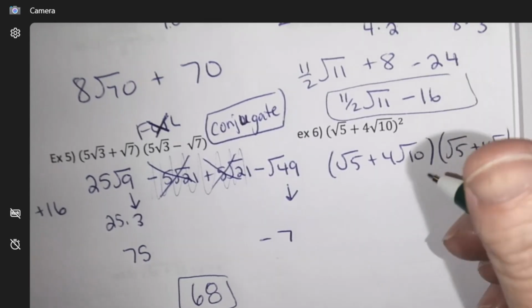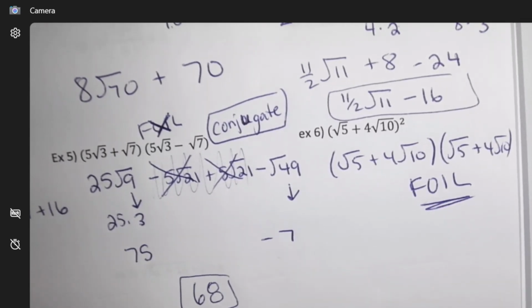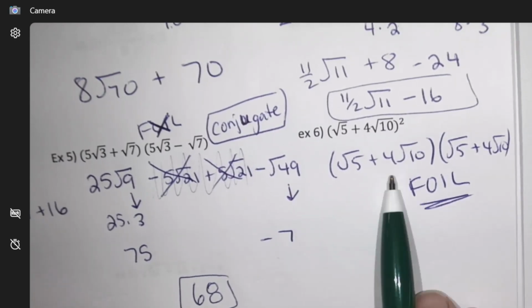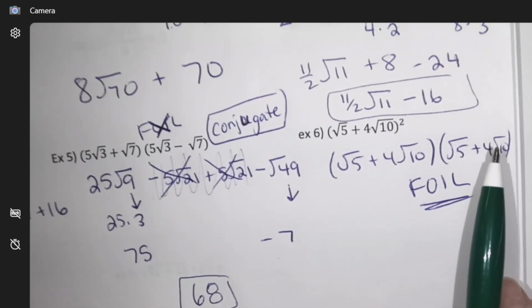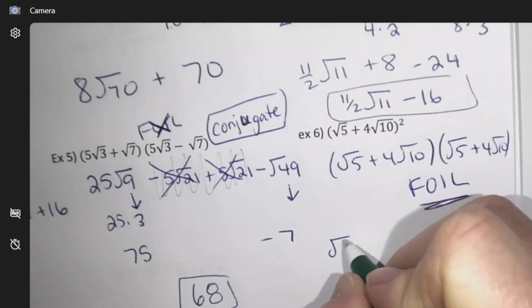Which will create a FOIL. Okay? This isn't a FLU, I'm sorry, you don't get to cheat, because it's not conjugates, right? Because it's plus plus. Okay, so go ahead, FOIL it, and see what you can get to.